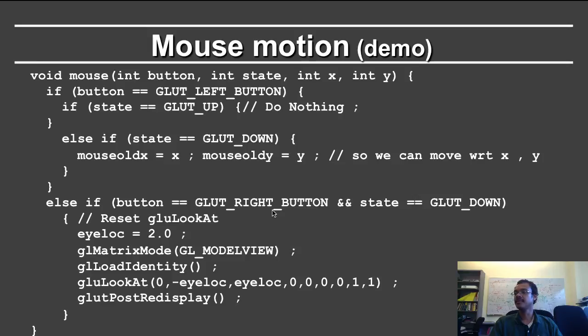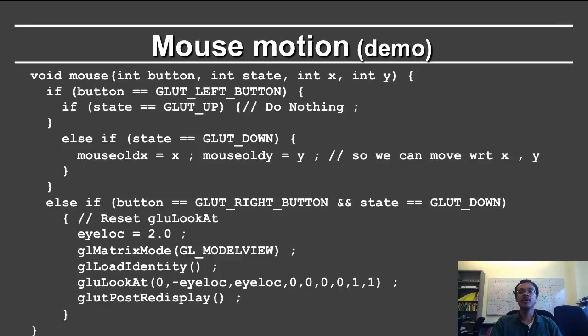If you press the right button and it's down, then I just reset GLU lookat. So I reset the eye location to its initial value, go to the model view matrix, load the identity, and then reset it with my original GLU lookat. Note the command glutPostRedisplay. This is a very important command, and essentially it tells GLUT to queue up the display function as soon as possible. This is important because I've changed all my parameters, but now I need to redraw the scene.